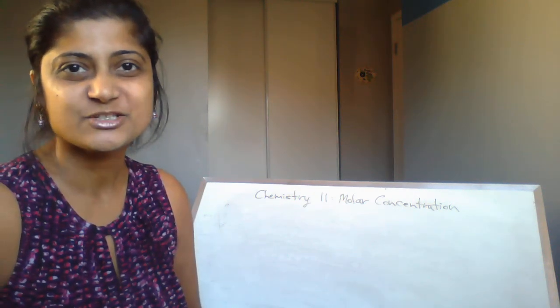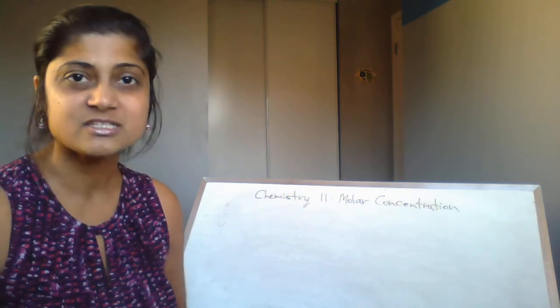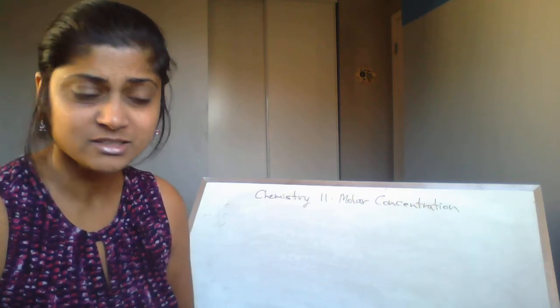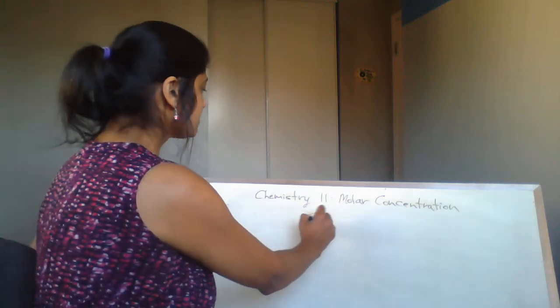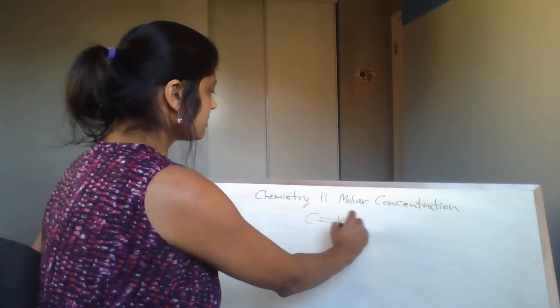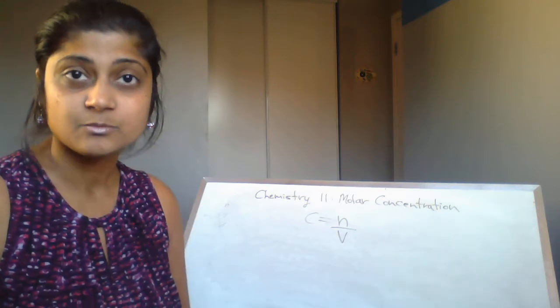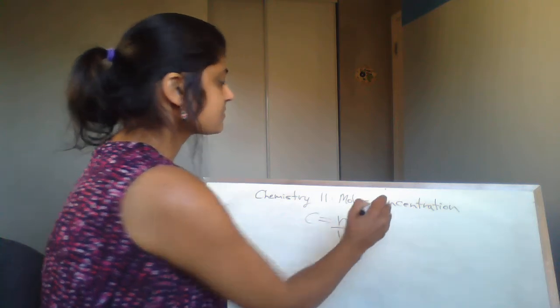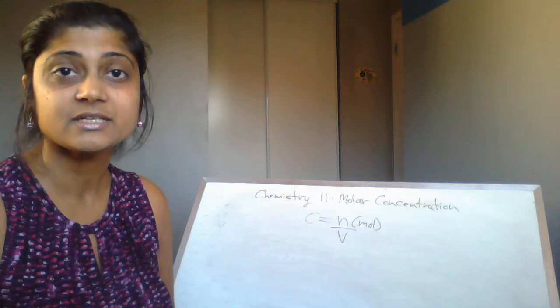My name is Jag, and in today's class we're going to continue with our Chemistry 11 content, and we're moving on to the next unit. This unit is on molar concentration, and I'm going to write out the formula on the board. Okay, so the concentration is equal to n divided by V. The n is the number of moles within the concentration of the solution. V represents the volume, and the volume has to be in liters.